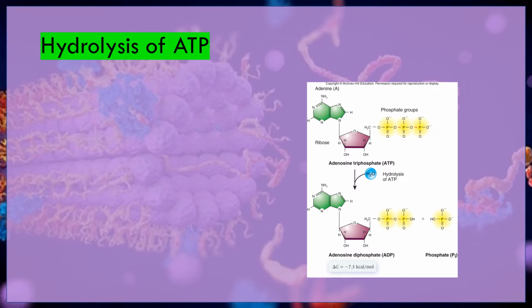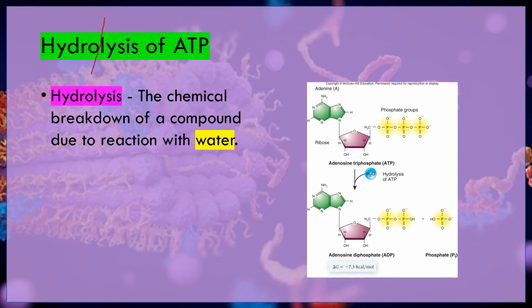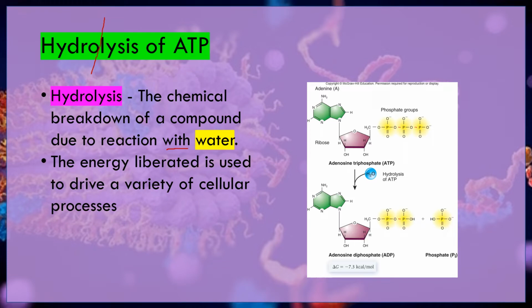Quickly, we'll be going over the hydrolysis of ATP. What's important to remember is breaking this word apart. We have hydrolysis. If we break it apart, we have hydro and lysis. Hydro meaning water, lysis meaning to break or to split. So the definition of hydrolysis is the chemical breakdown of a compound due to reaction with water. This "with" is really important. It's not breaking water. It's breaking a chemical down with water. The energy liberated is used to drive a variety of cellular processes, which we'll be learning.